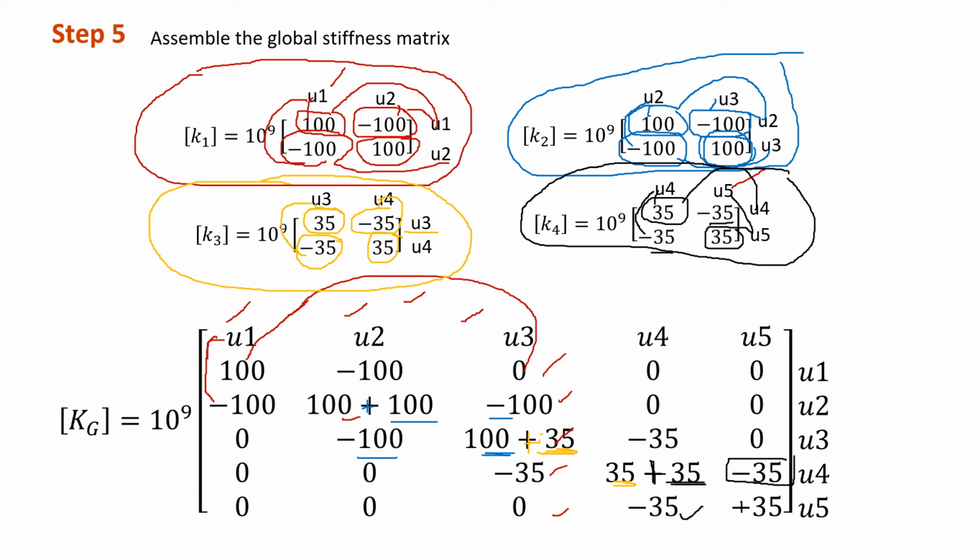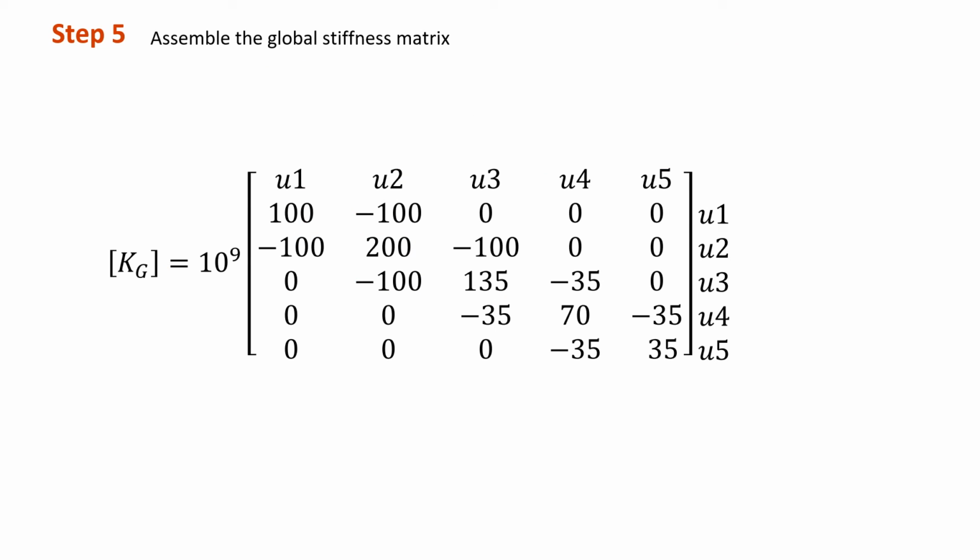Okay, so from here, the next step, we just need to solve the summation at the overlap. So we have here 200, here 100 plus 35, 135. Here 35 plus 35, 70, and the last one 35. Note that at the points where we don't have any value, we just replace with 0. Meaning that between node 1 and node 3, they have no connection. That's why the value is 0.